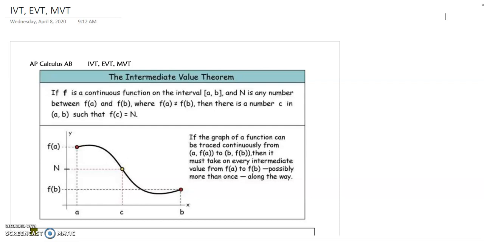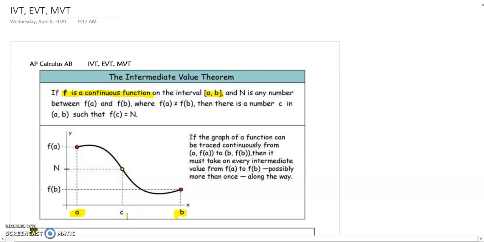So criteria that must be met. First, f has to be continuous on a closed interval. And then the main key to this is that if f is continuous from A to B, then there is a number n between f of A and f of B, where f of A does not equal f of B. And so we're going to use the Intermediate Value Theorem to say, hey, we can find this output and we can also find that value of C. So two parts to that.